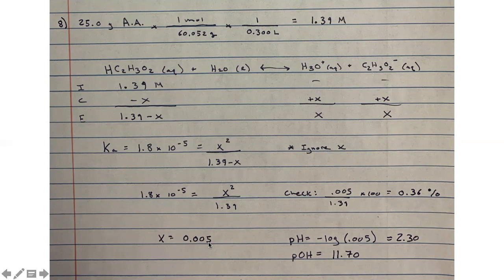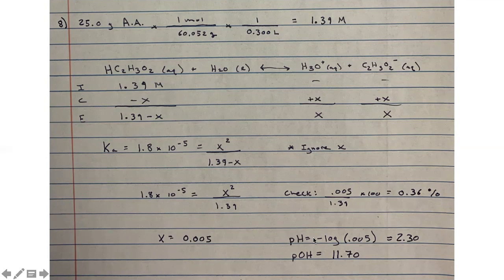Now remember, whenever you use the 5% rule, you have to check your answer. Okay, so I took X, 0.005, I divided it by my initial concentration of acid, 1.39, multiplied it by 100, and it comes out to less than 1%. Okay, so it was a valid assumption. This is the correct value of X, and so I'm going to use it to calculate my pH, right? Because X stands for, or also represents, the concentration of hydronium.